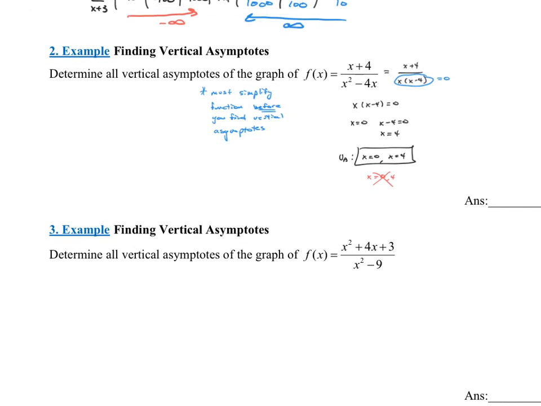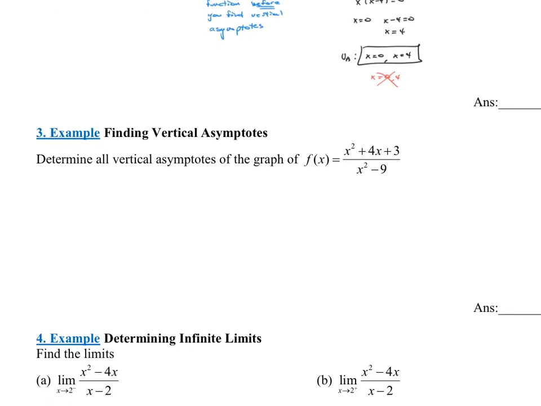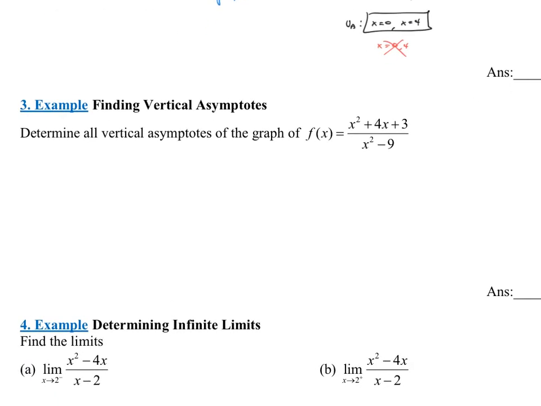Why do we want to be sure to factor and simplify first? Well, let's go ahead and look at the next example. Example 3 says determine all the vertical asymptotes of this. If I just sat here and said x squared minus 9 equals 0, when is this function undefined, I'd have x squared equals 9, taking the square root of both sides, remembering positive and negative, I'd have x equals plus and minus 3, or two separate vertical asymptotes, x equals negative 3 and x equals 3. We would have to write them as two separate numbers.